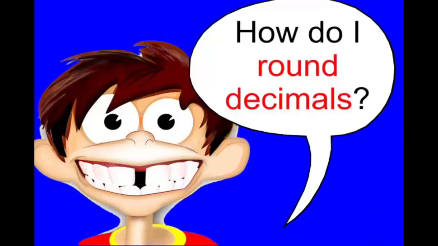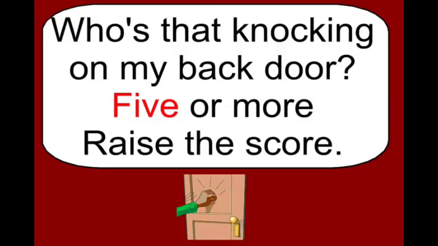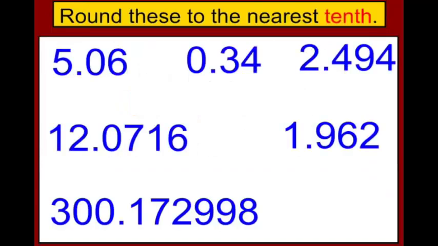Rounding decimals. Well, how do you round decimals? It's pretty easy. You've probably seen this before. 5 or more, raise the score. 4 or less, leave the mess. What you may have not seen before is, who's that knocking on my back door? 5 or more, raise the score. And here's how that little saying can help you to round decimals.